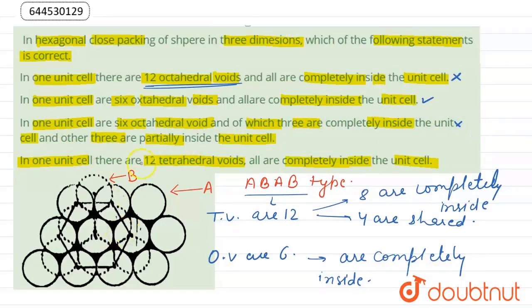And the last, there are 12 tetrahedral voids, this is correct, but they are completely inside the unit cell, this statement is incorrect. So we have only one correct statement in this question, that is option B. Second statement is true for hexagonal close packing type ABAB.